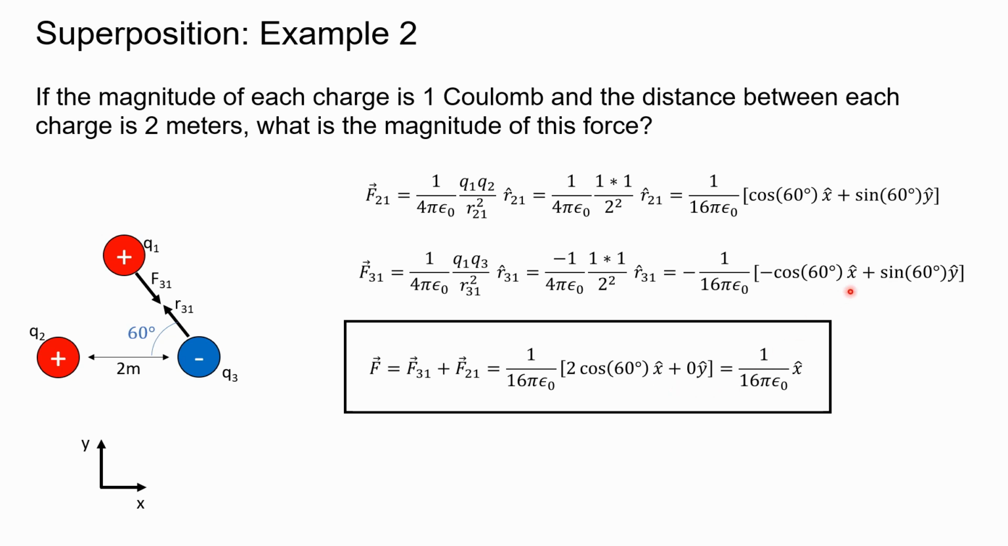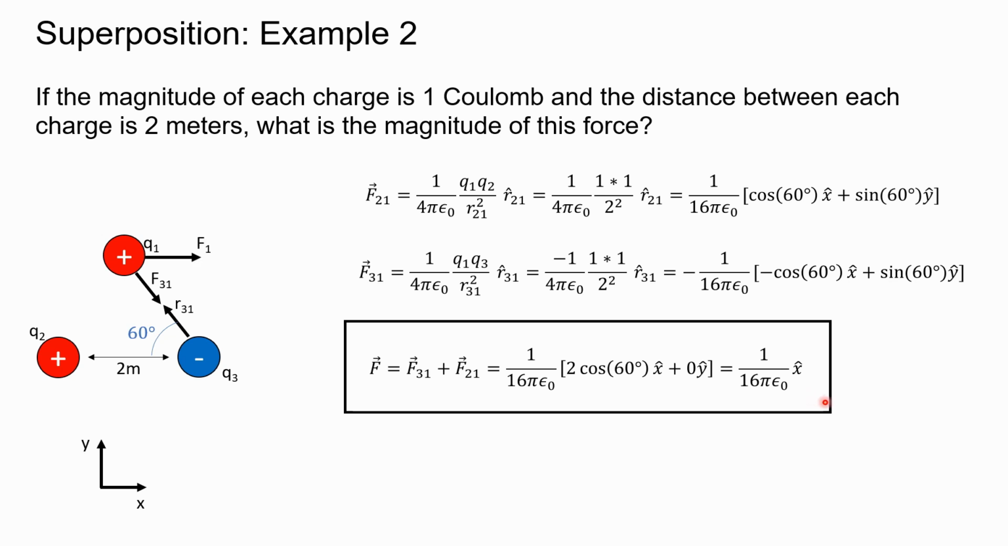For the y direction, we have negative sine of 60 degrees for F31 and positive sine of 60 degrees for F21. What this means is that when we add these two components, we end up with 0 as they exactly cancel each other out. Therefore, taking advantage of the fact that cosine of 60 degrees is simply 1/2, we end up with a vector that has a magnitude of 1 over 16 pi epsilon naught pointing in the x hat direction.